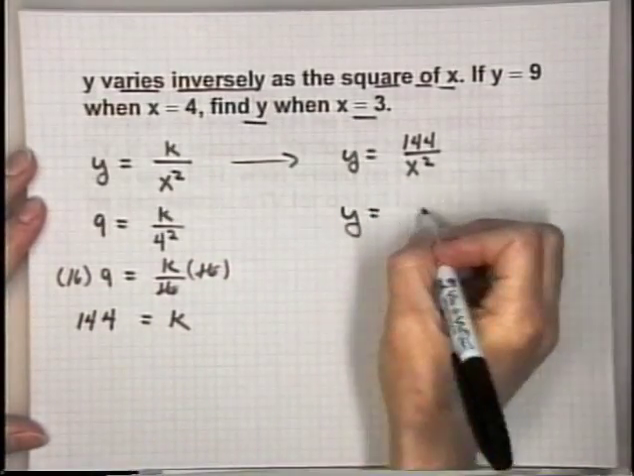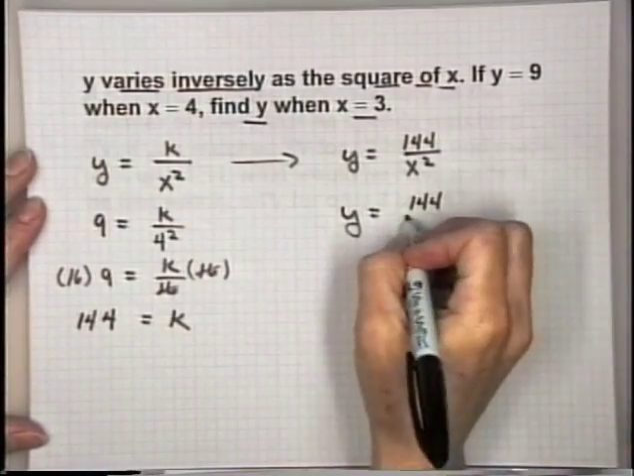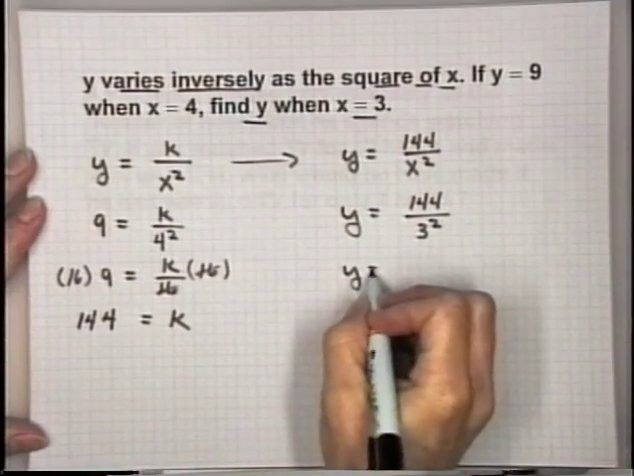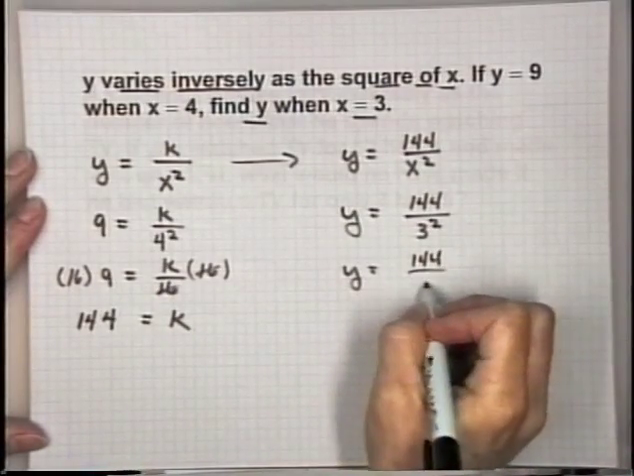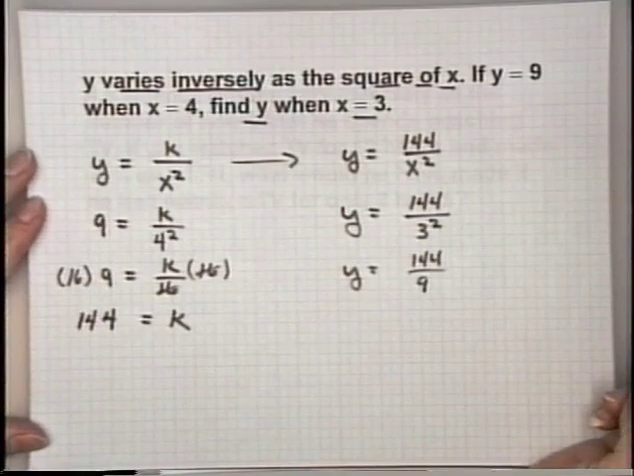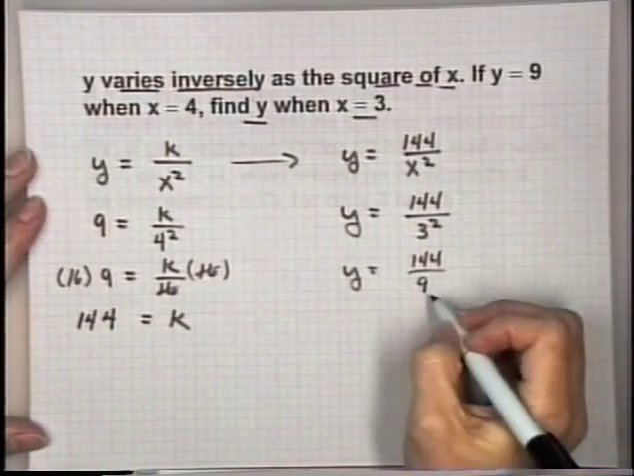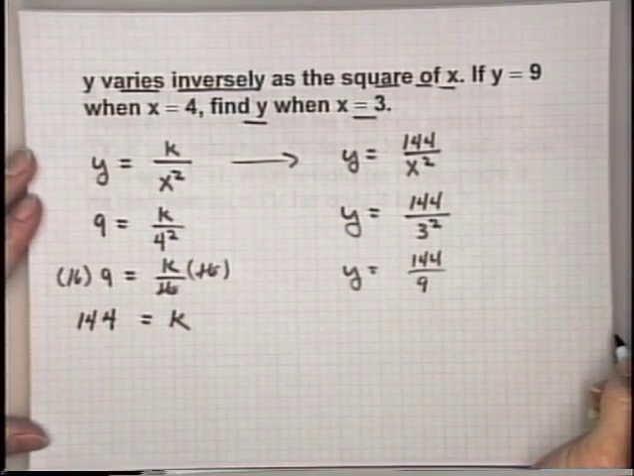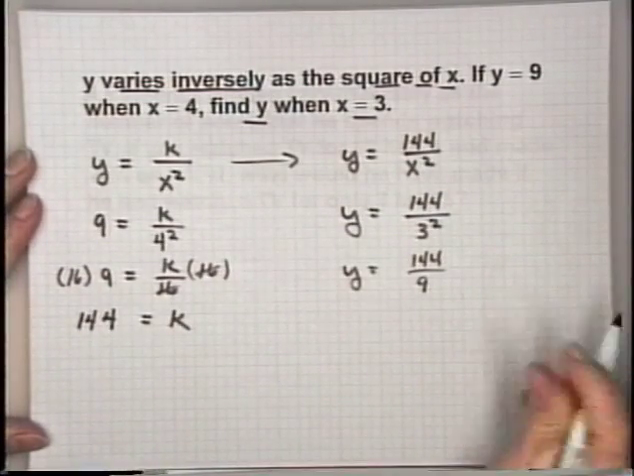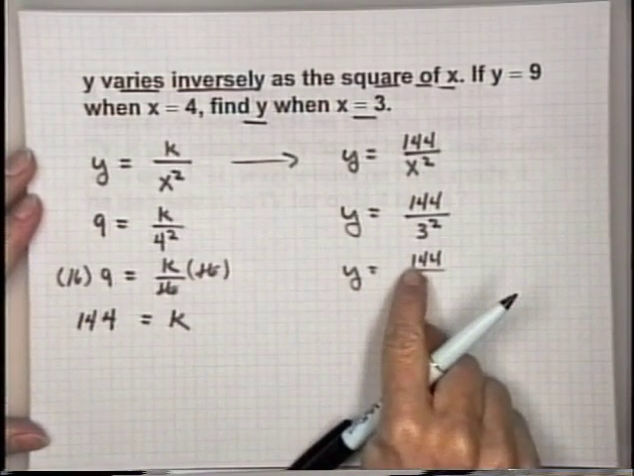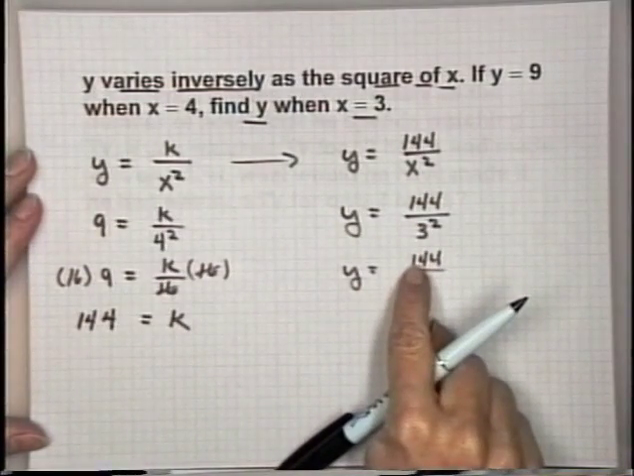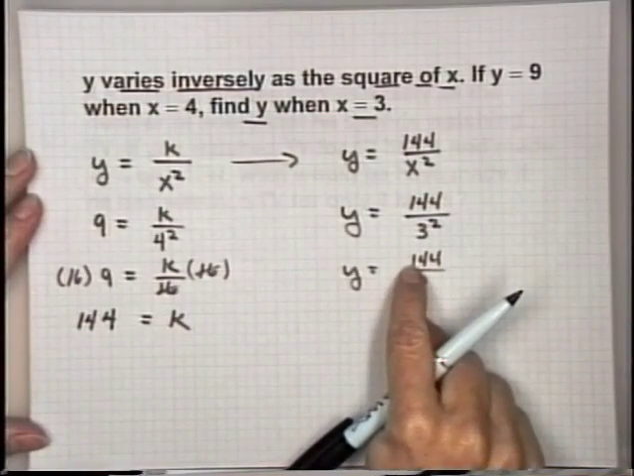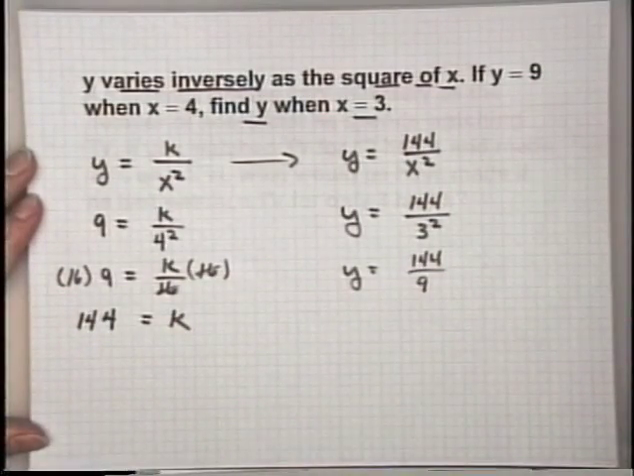Now notice we want to find y when x is 3. So y will equal 144 over 3 squared. y equals 144 then over 9. Well, let's see, can we simplify this? Can 9 divide into 144? If you recall learning one time your rules of divisibility, if you add the digits in this number, 4 plus 4 plus 1, that's 8 plus 1 is 9. If the digits add up to a multiple of 9, then you can divide by 9.